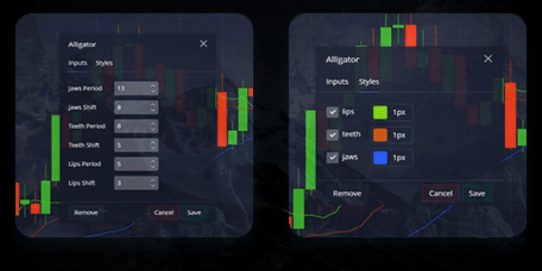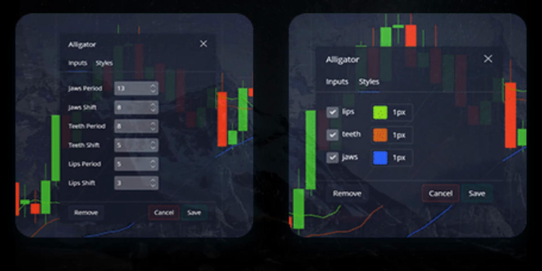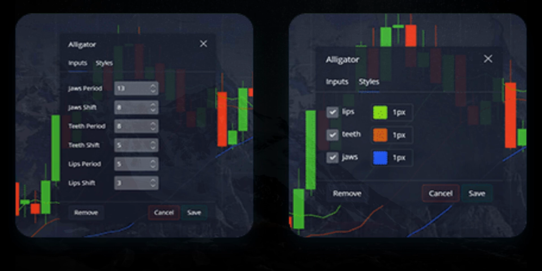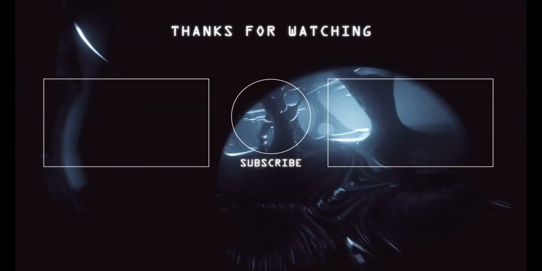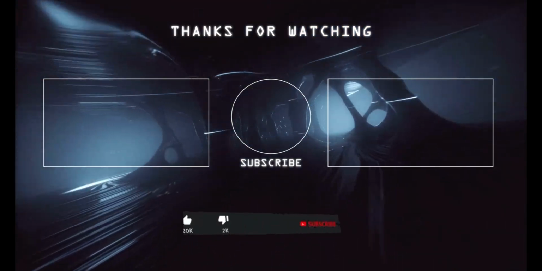The indicator settings. In the settings menu, you can edit the appearance of all 3 moving averages, as well as the periods and shifts for each one of them. Start applying the described strategies in your daily trading and watch your trading results improve.